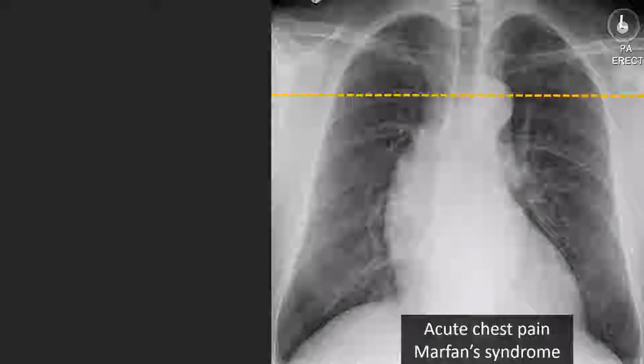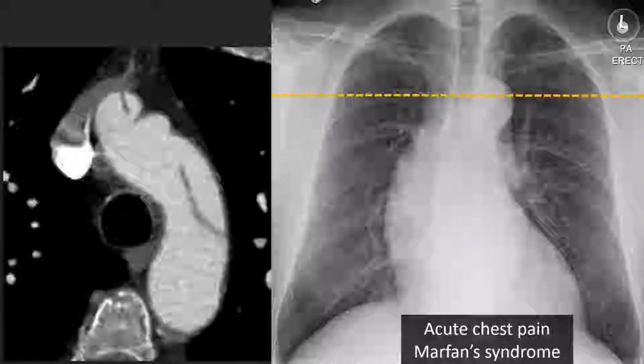A CTA was subsequently performed. Contrast-enhanced CT images at the level of the aortic arch demonstrate a line within the aortic arch representing an intimal flap. This appears to be extending into the brachiocephalic artery, noted as the more anterior area.